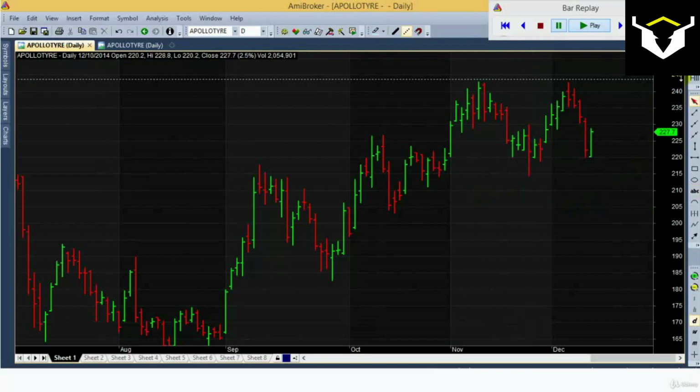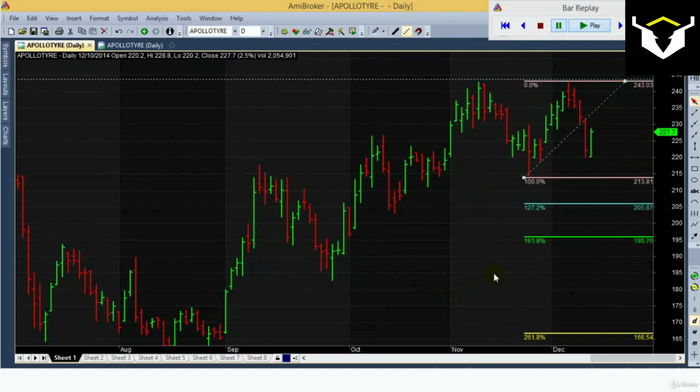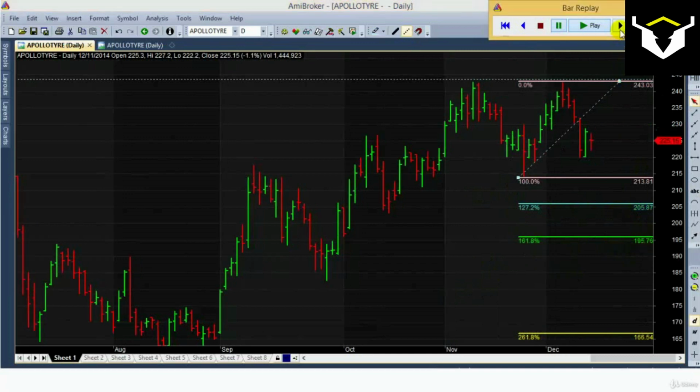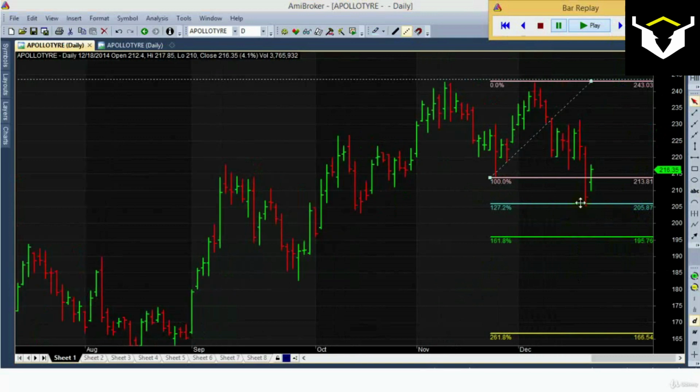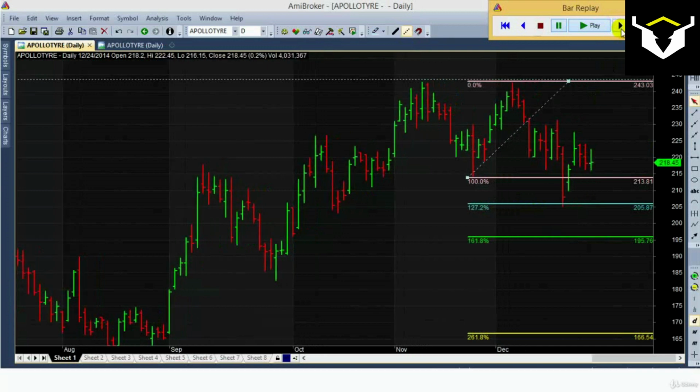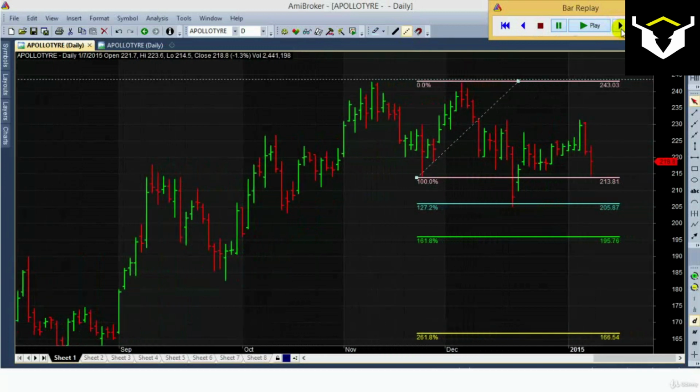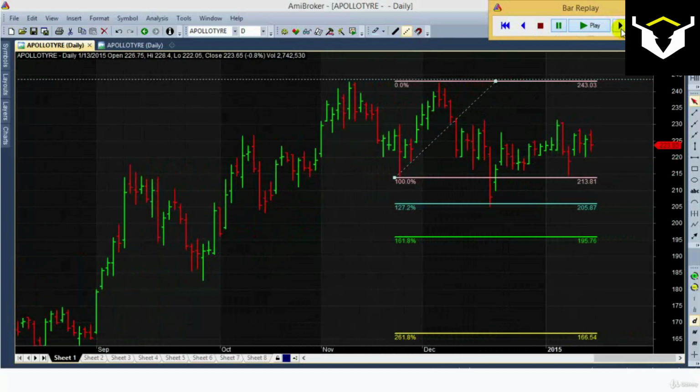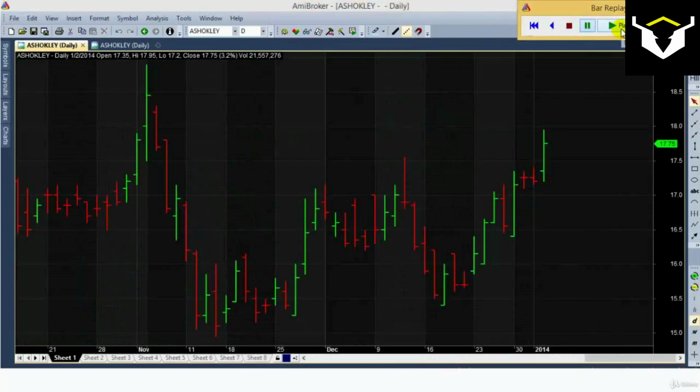So I'll go ahead and plot extension levels here, and it seems 127% is at 205, 161 is at 195. Let's go ahead and add some bars. Prices fell and hit 127%. Price changed direction. You can see prices have changed, found support at 127%.